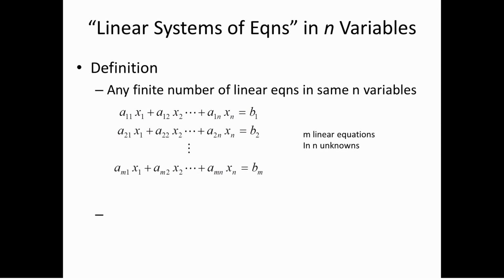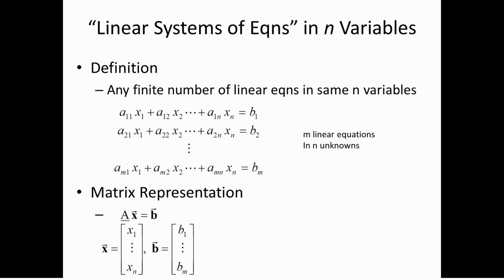Now we're going to go back and write this in a matrix form. Where of course x is the n component vector, b is the right hand side, an m component vector, and A is the coefficient matrix. It's an m by n matrix.